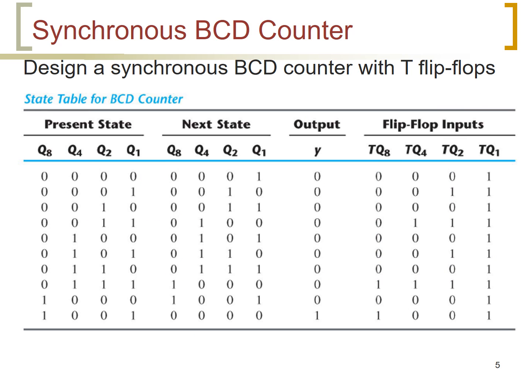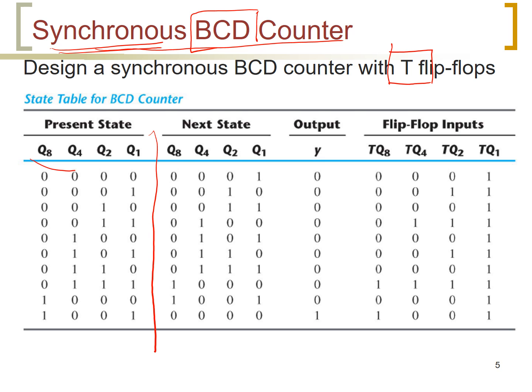We can design a synchronous binary coded decimal counter. So this is a BCD counter, and it is synchronous, so we use the clock. We can design it actually the same way we studied earlier, design of sequential circuits. So in this design, we use T flip-flops just to change, and the way we do it is as follows. First, we start with the state table. So we write down the present state, which is from 0000 to 1001. That's the binary coded decimal.